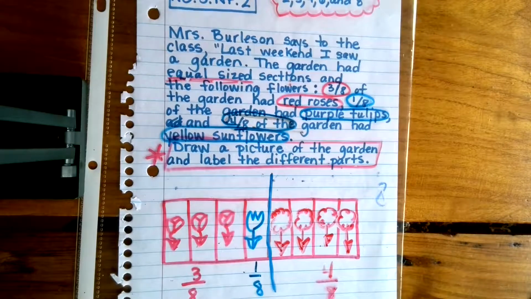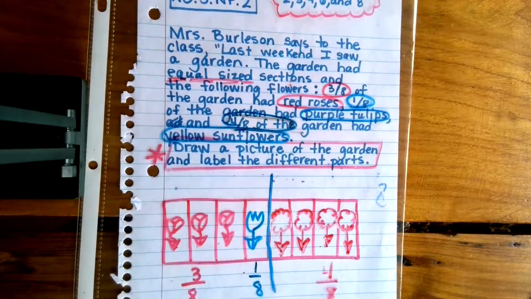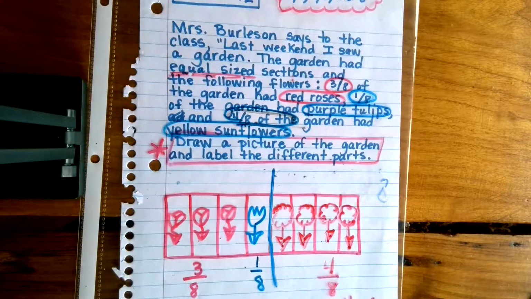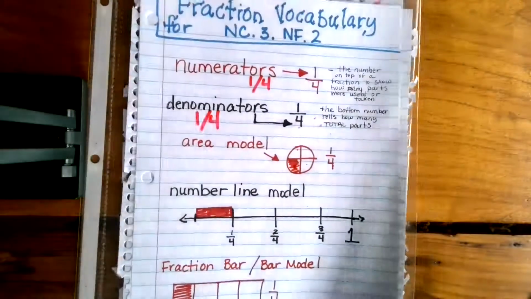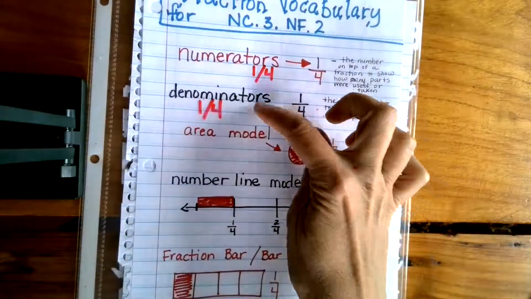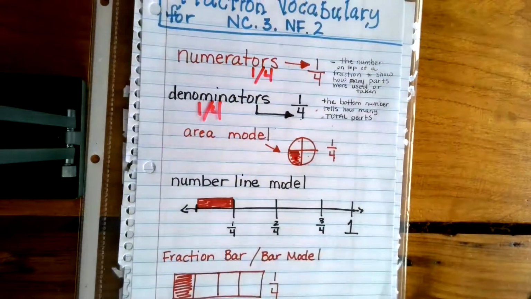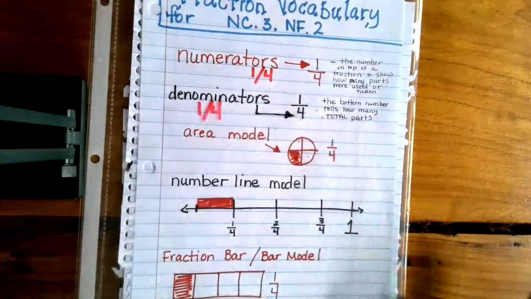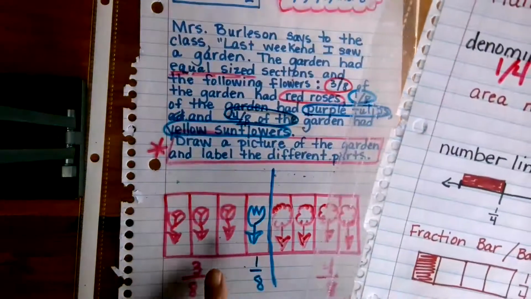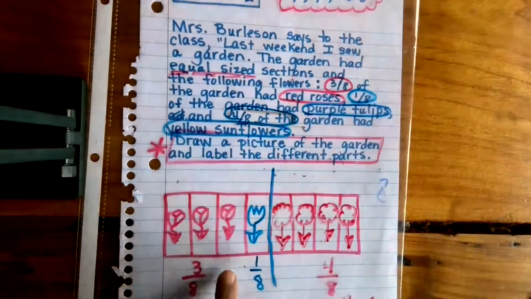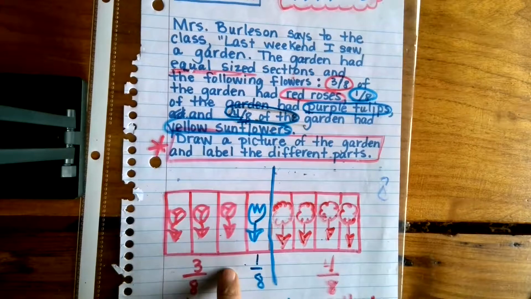See what you come up with. Create your own story. Give it to someone in your family and have them draw out and label the different parts, and you guys have a discussion about that. Okay? I hope you have enjoyed this, talking about fractions and talking about numerators, denominators, area model, number line model, fraction bar model. So out of those, we used the fraction bar model to make our garden.